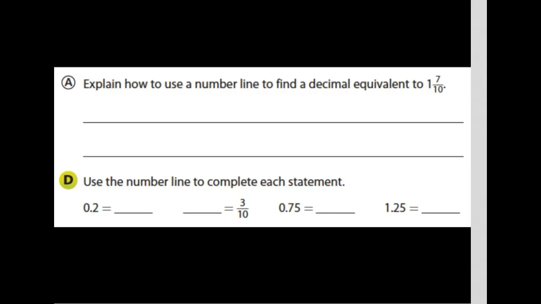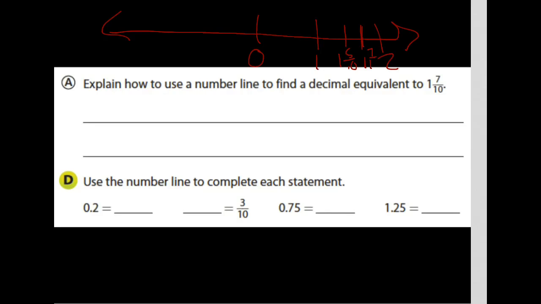Explain how to use a number line to find a decimal equivalent to 1 7/10. So if I think about a number line, if I draw one up here, and I start with 0, then I put 1 and 2, I can think of 1 7/10 being somewhere close to 2, because I know that in between 1 and 2 is 1 5/10. So I know that closer to 2 would be 1 7/10.